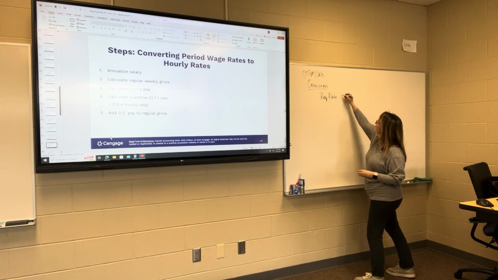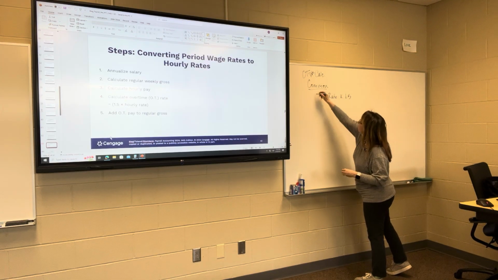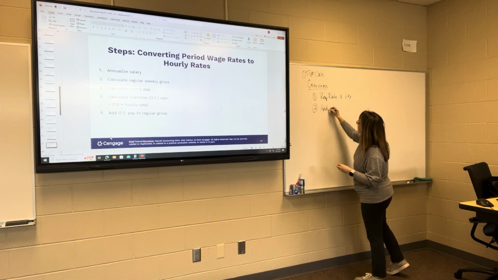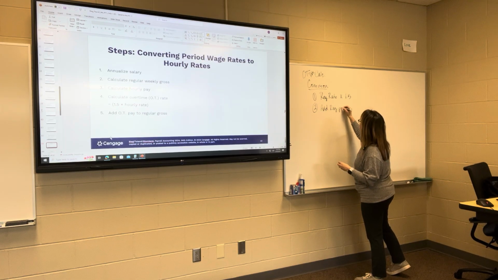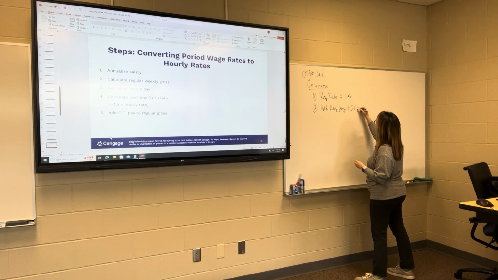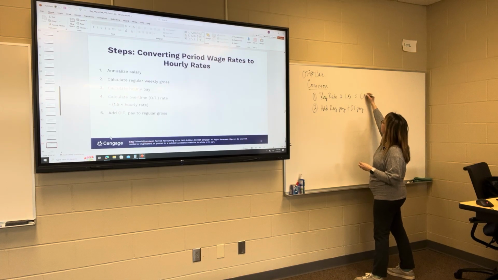We're going to take the regular rate times 1.5, and then we're going to add regular pay plus the overtime pay. So regular rate times 1.5 is going to give us our overtime rate.